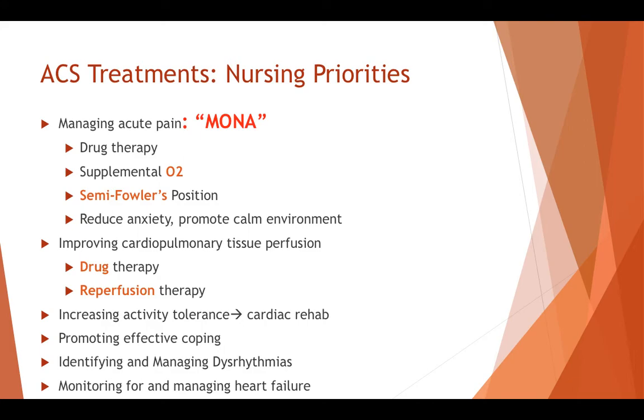Acute coronary syndrome treatments are priorities. So you might have heard of the acronym MONA: morphine, oxygen, nitroglycerin, and aspirin. Along with those medications, we want to give oxygen in someone with chest pain, get them in a semi-Fowler's position, and help to promote a calm environment to help reduce anxiety.